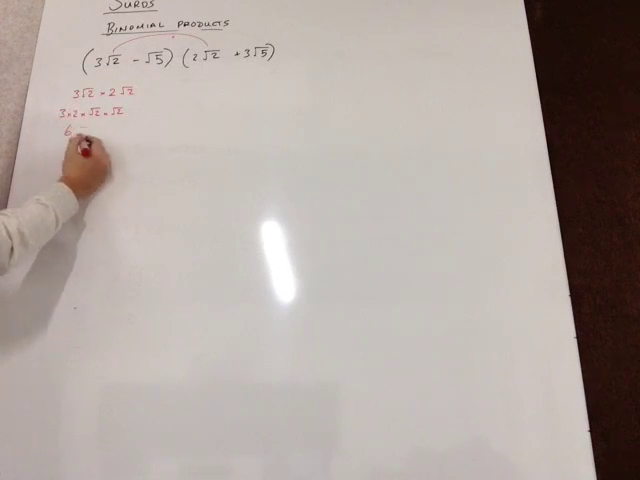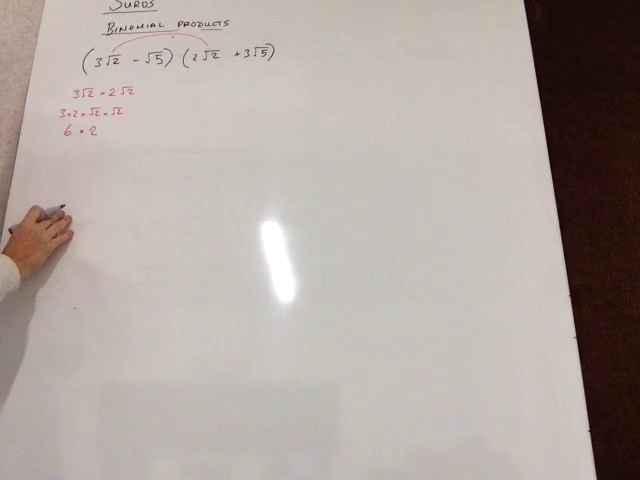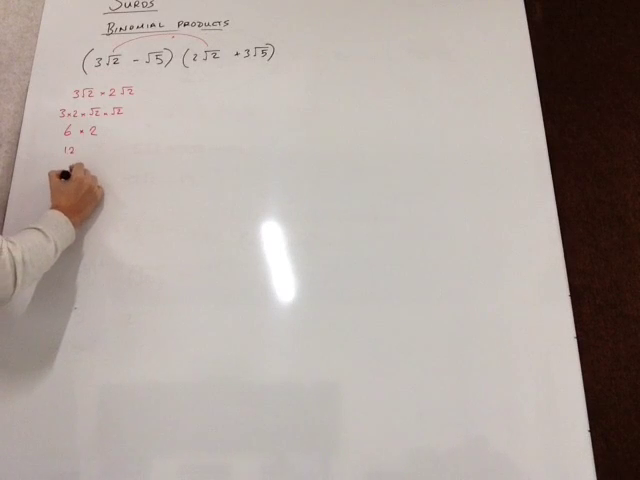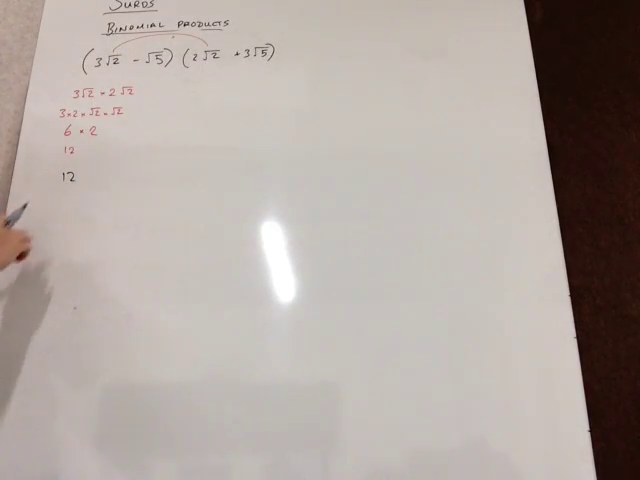Well, I know 3 times 2 is 6, and I know using my surd law that root 2 times root 2 is 2. So 6 by 2 gives me 12. Alright, so I'll put it in black. The first multiplication gives me 12.